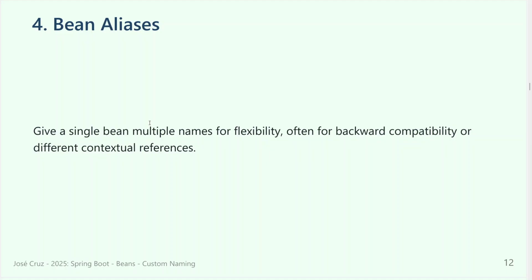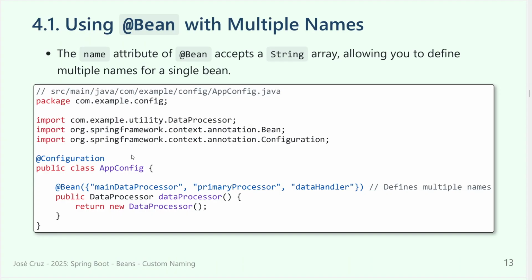So there is another concept that is sometimes useful. It's called bin aliases, and it's to give multiple names to a bin. One way to do it is by using this annotation. In this annotation, you can provide an array of strings like this. And in this case, this bin here, this data processor, can be found by any one of these three values.